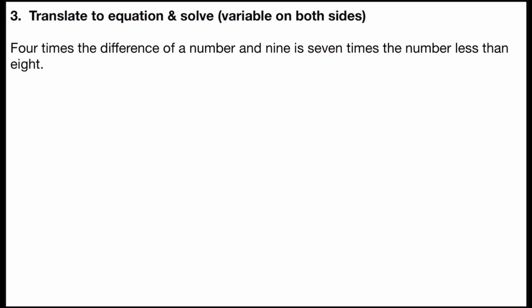Problem number 3 is also translate to an equation and solve. However, this time there's variables on both sides. The problem says 4 times the difference of a number and 9 is 7 times the number less than 8.